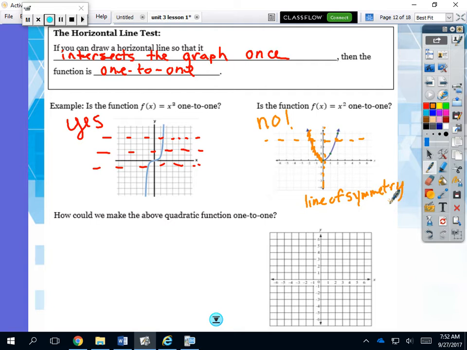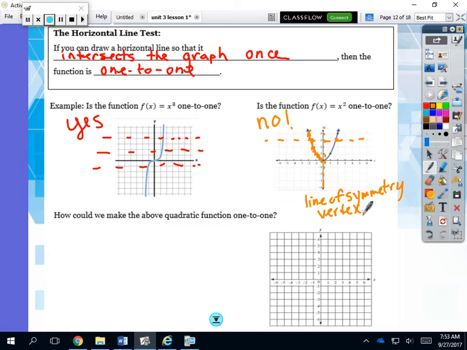At the line of symmetry, if I cut the graph in half, remember, a quadratic function is symmetric, so it's exactly the same on one side as the other. So I still have half the graph. At the line of symmetry, or the vertex, I cut it in half, and I still have half the function. And I can say that that half is 1-to-1.